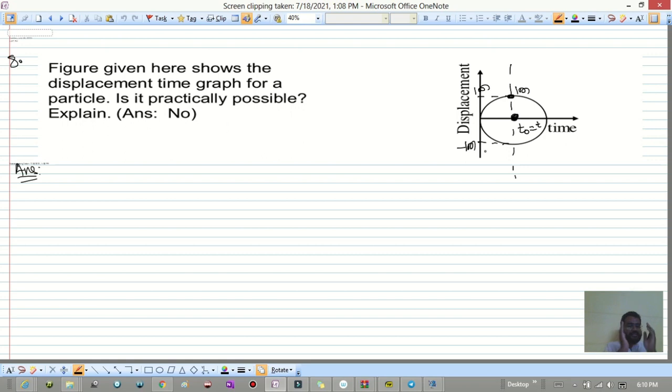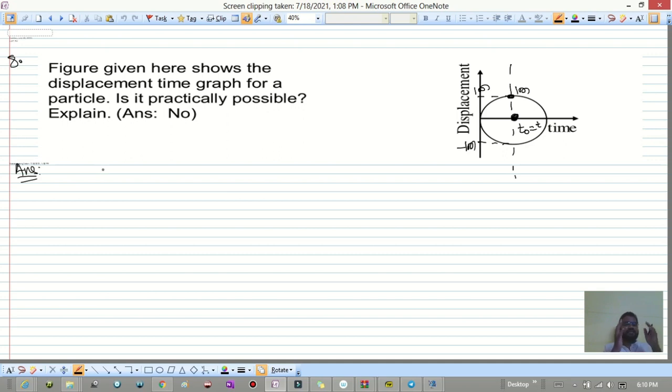Means at a single time the particle is at home as well as at school, right? Is this possible? This is not at all possible, isn't it? At a single time a particle can exist at a single position, isn't it? So this situation is practically not at all possible. So whenever you find two positions of a particle at a single point, this is practically not at all possible.